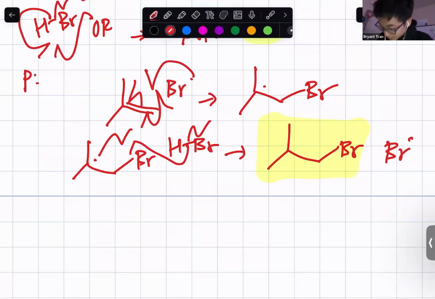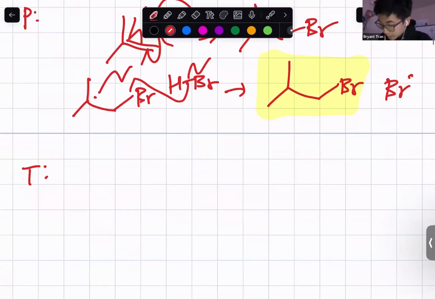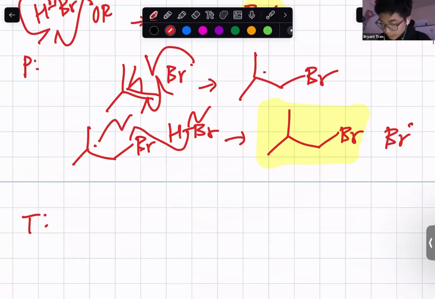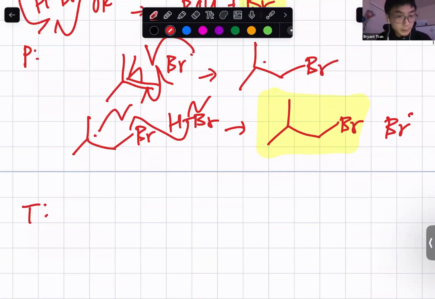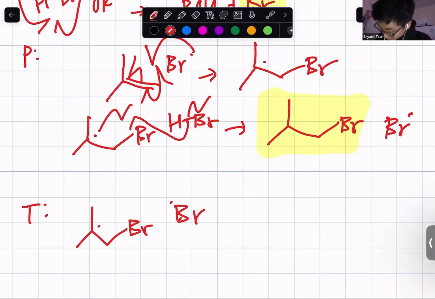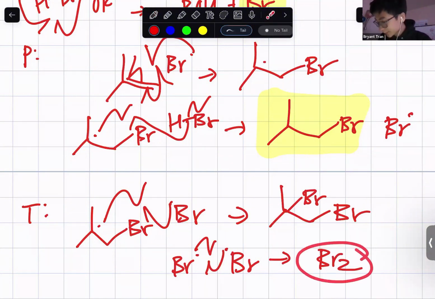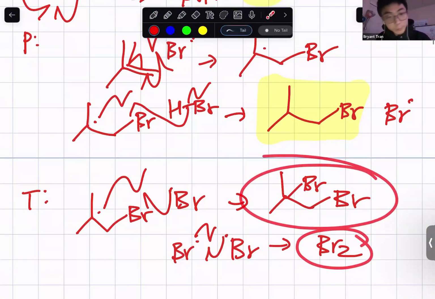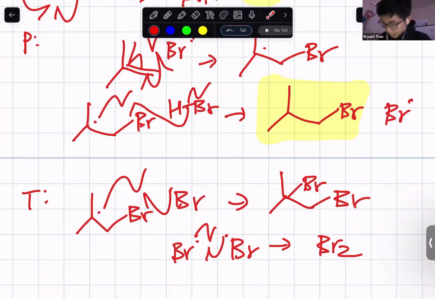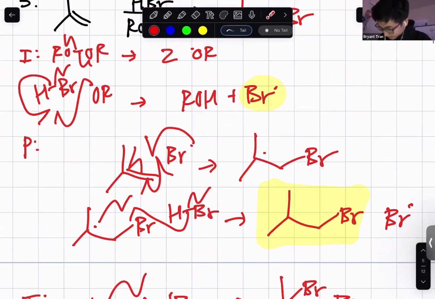And for termination, Helix doesn't really care about that step. But if he asks for the mechanism for this, I will draw at least one termination step. There's a bunch of termination combinations you could do where you just bring any 2 radicals together to stop the radical chain, to make it neutral. So that's one combination right there. Another combination, which would be easy, is to bring in 2 Br radicals to form Br2. But that's a side product. Like these 2 here are side products, right? So any one termination reaction would work for Helix's class in the mechanism. Okay.